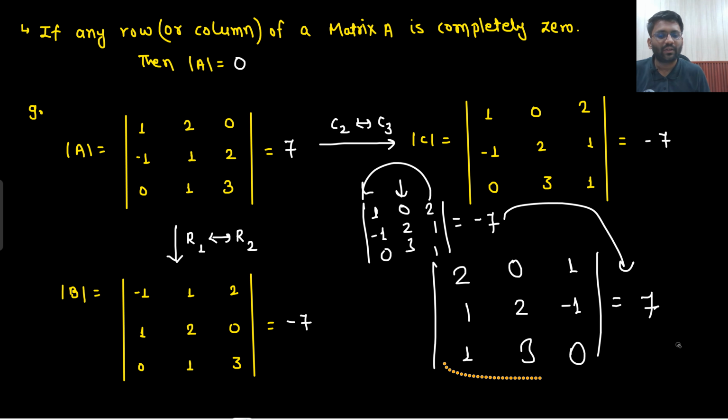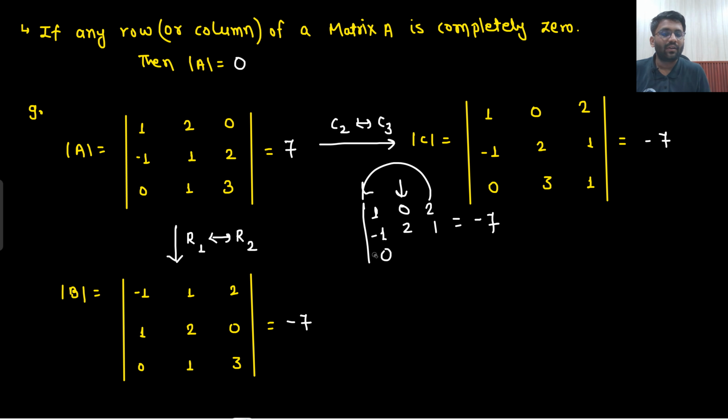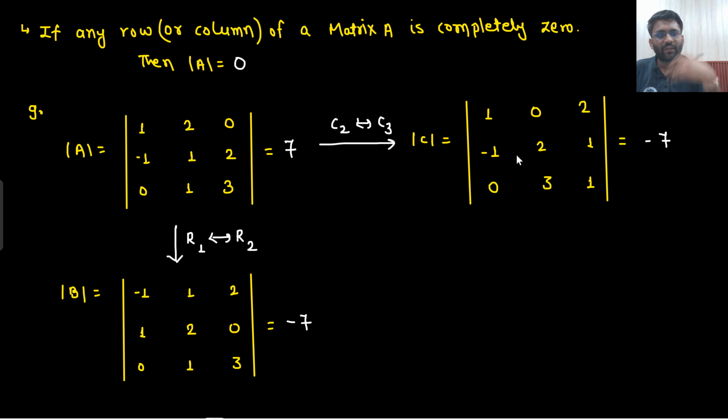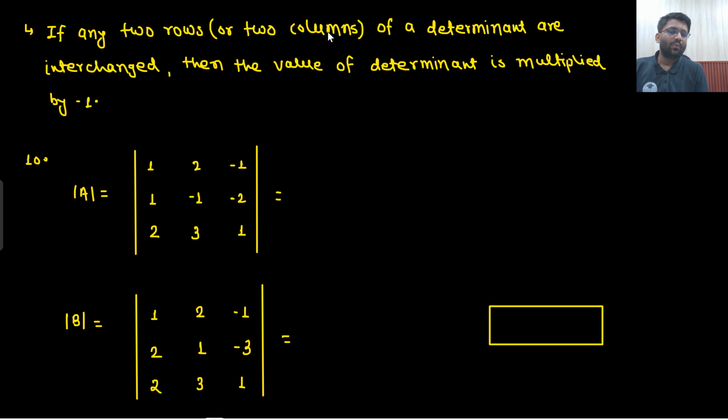So at the end of the day, what you need to remember: whatever property we are learning with respect to rows, the same property goes for columns as well. If two rows or columns are interchanged, then the determinant value will be multiplied with -1. If any two rows or two columns of a determinant are interchanged, then the value of the determinant will be multiplied with -1. Okay, so another property, this also you can remember.